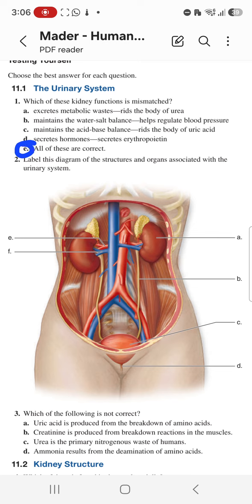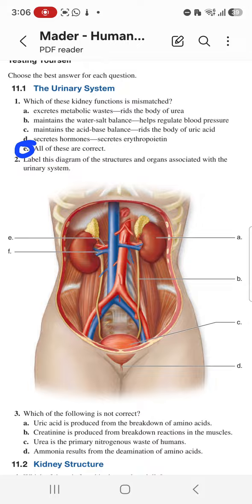Question number 2, label the diagrams. Okay, we will go alphabetically. Let's start with A. Obviously this is a kidney. B, it's a ureter. C is the bladder. D is the urethra. E is a renal artery. F is a renal vein.